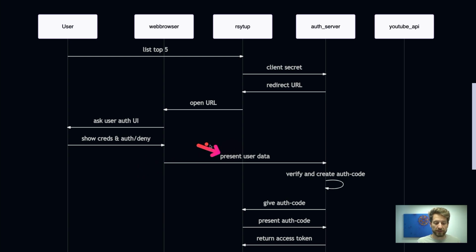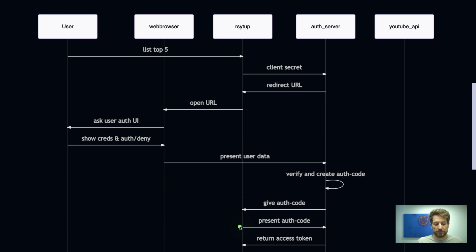So this user data is now sent over to the authentication server. This one verifies it. Once this has happened, this gives an authorization code to rsytup. This one line is actually more complicated than that because it would go with a redirect to the web browser that then would redirect onto a small web server that runs on rsytup that then takes the auth code. But this drawing is already really big, so I took that out. And rsytup ends up with the auth code.